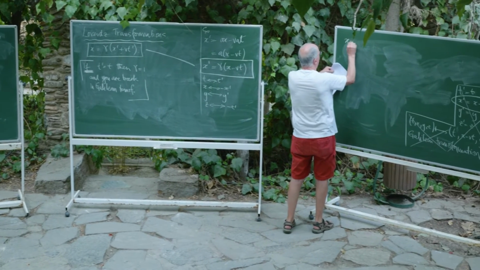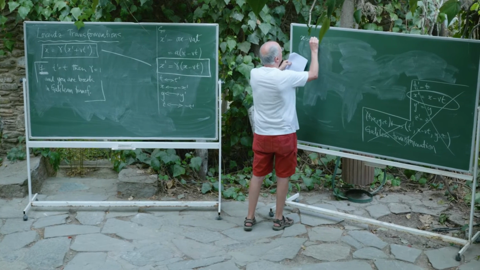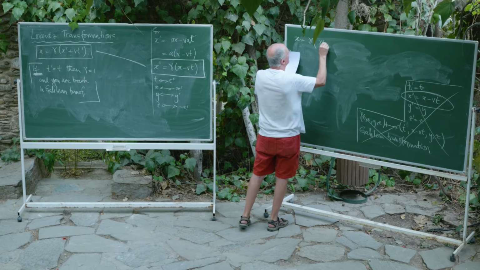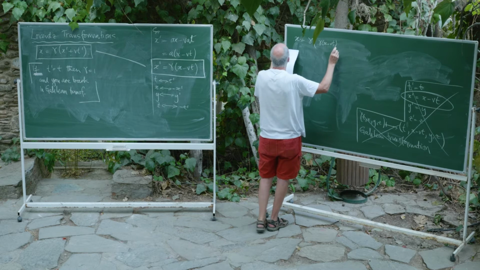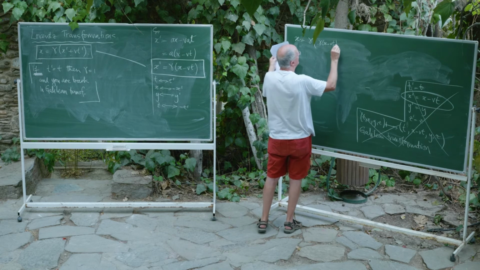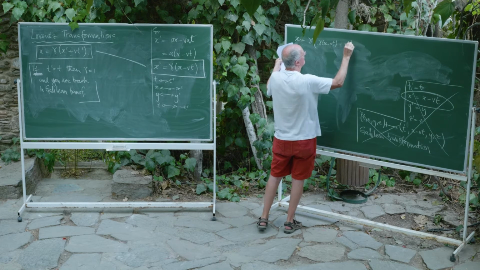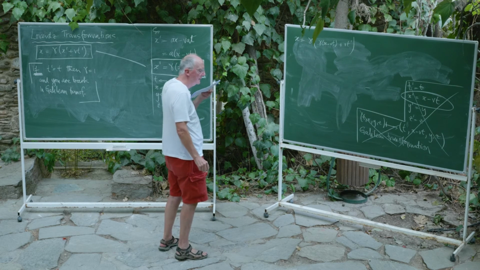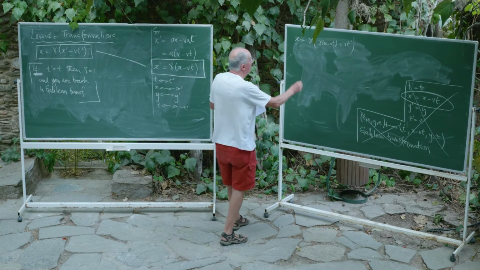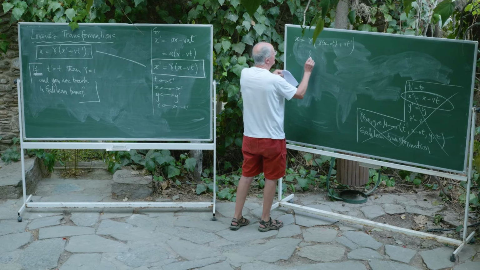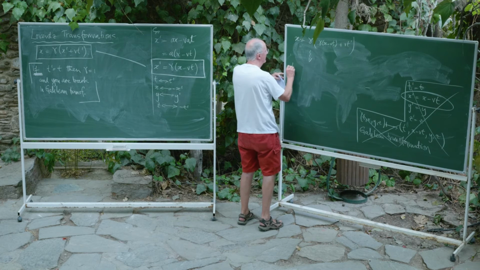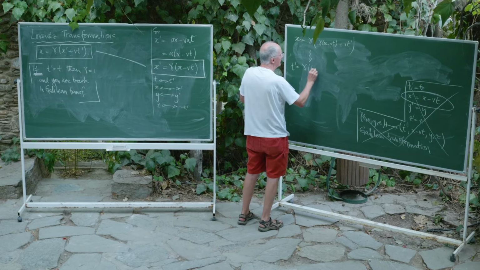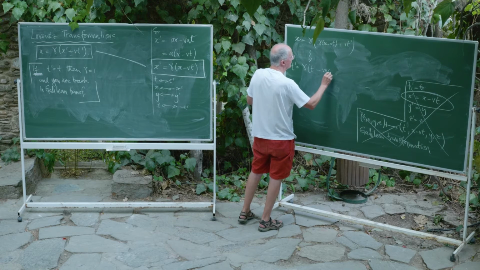So in other words, we get x equals gamma into gamma x minus vt plus vt dashed. Right? Have I done that right? Yes. And then if you solve that for t dashed, you end up with t dashed equals gamma t minus vx over c squared.